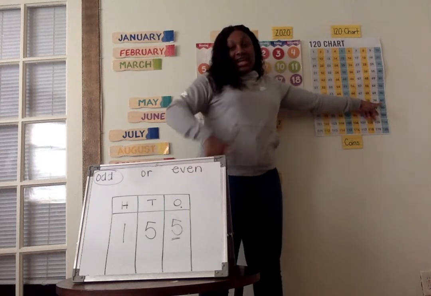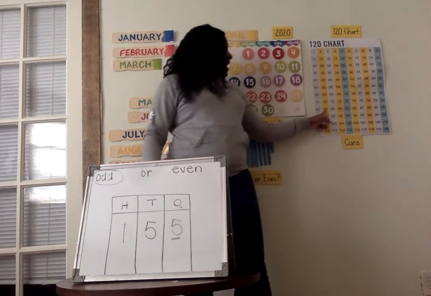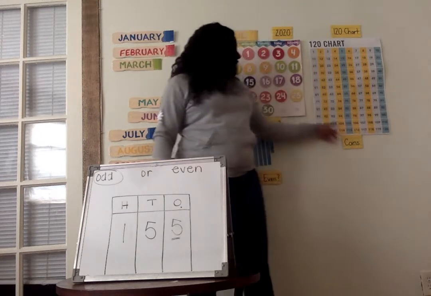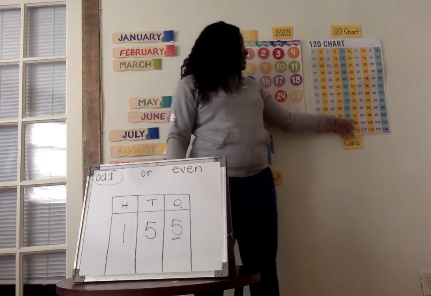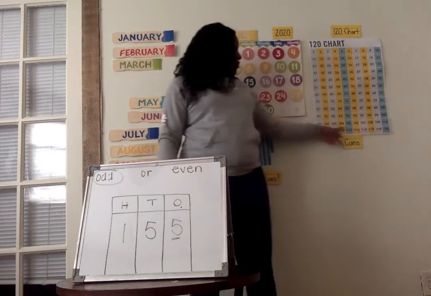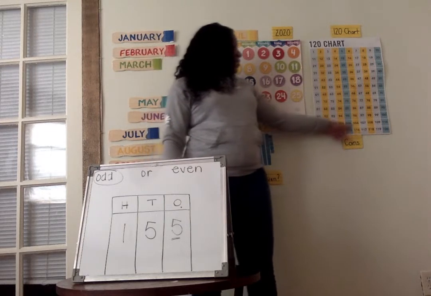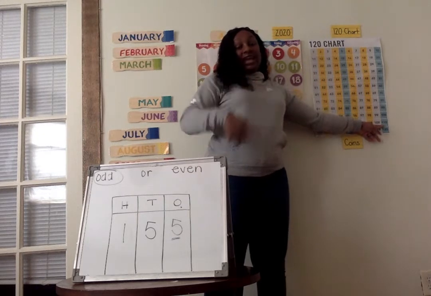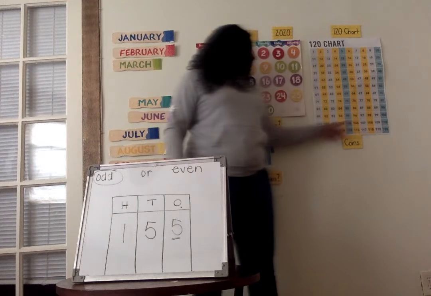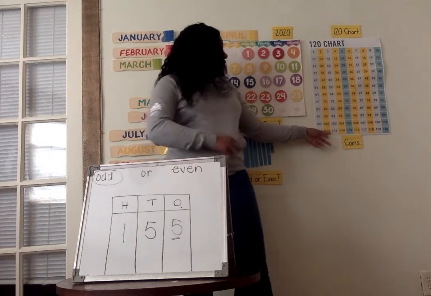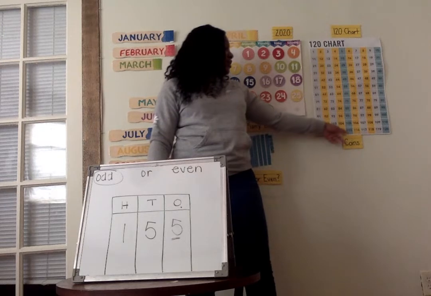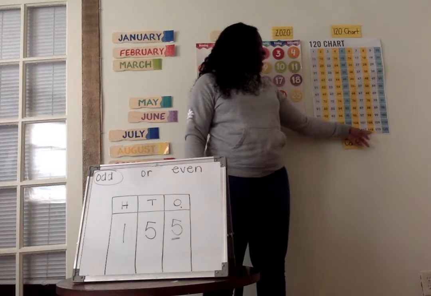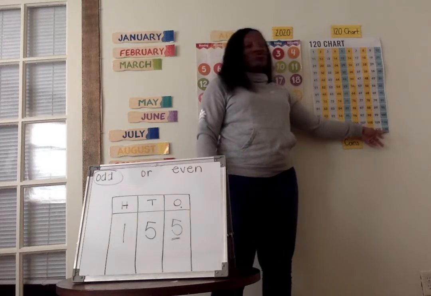Stop. Switch. Count up by twos. 80, 82, 84, 86, 88, 90, 92, 94, 96, 98, 100, 102, 104, 106, 108, 110. Stop. Switch. Count up by ones. 110, 111, 112, 113, 114, 115, 116, 117, 118, 119, 120.